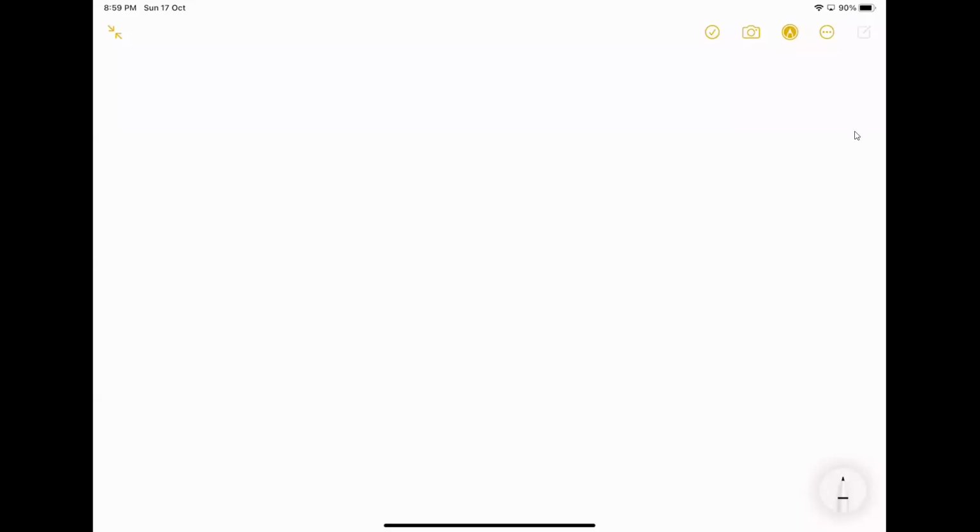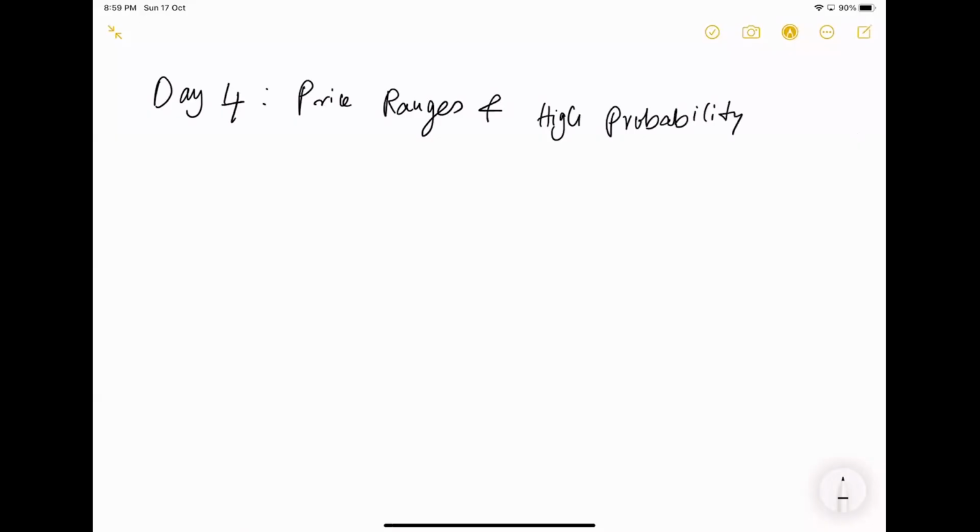Okay, all right, so day 4 of the boot camp. We are going to be speaking about price ranges and high probability order block scenarios, or any PD array for that matter. Since the PD arrays are basically based on order blocks, I elected to use that.